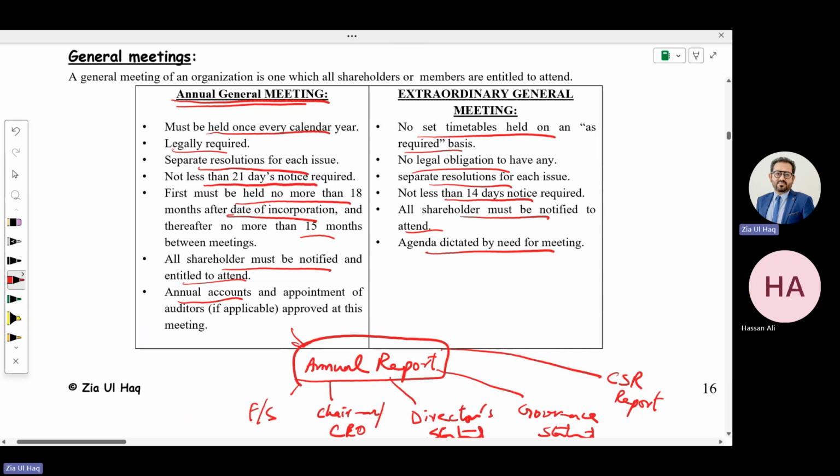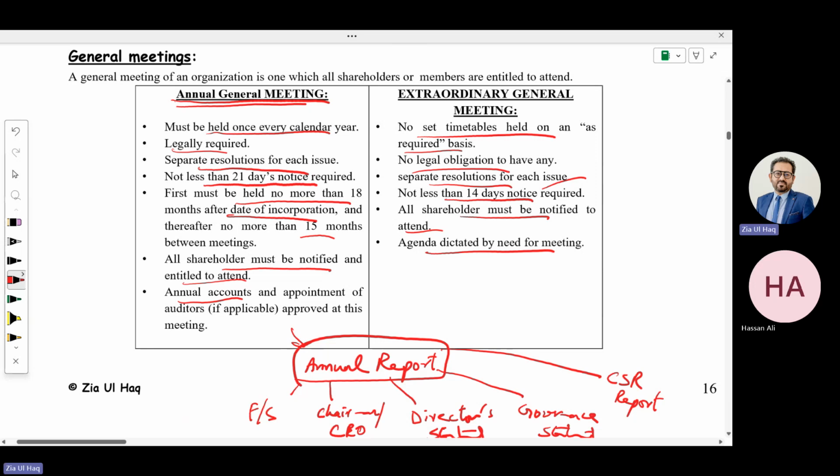If you are calling an EGM against any issue, you need to set the agenda, meaning the purpose of the meeting, why you are calling it. And that agenda should be communicated to members when you are providing them the notice period, meaning the invitation, so that they come with a prepared mind: for this issue, we are going to attend the meeting. So that issue should be resolved within that.